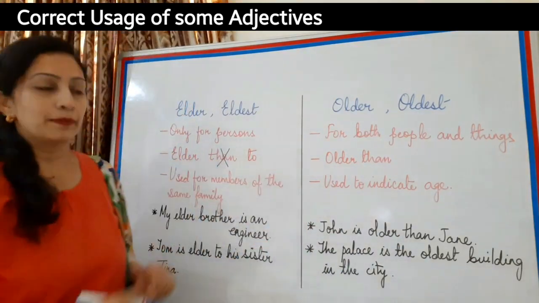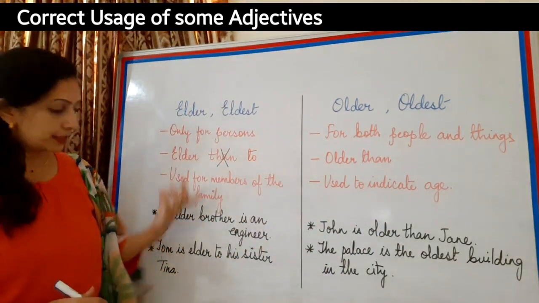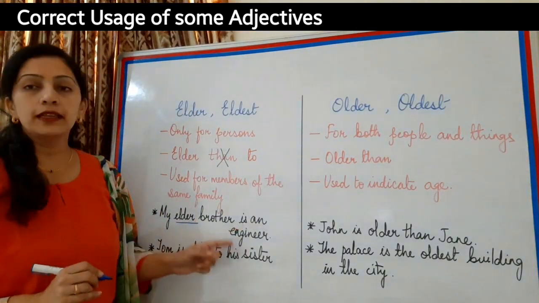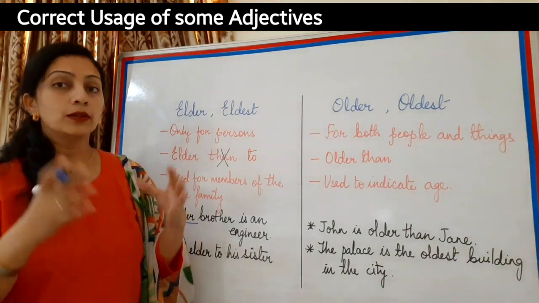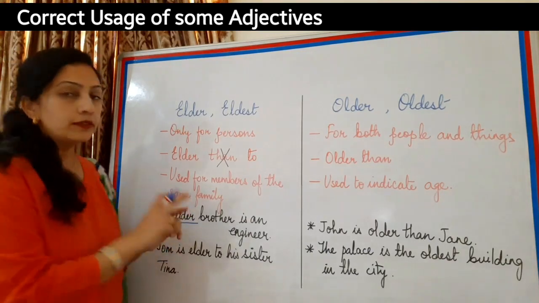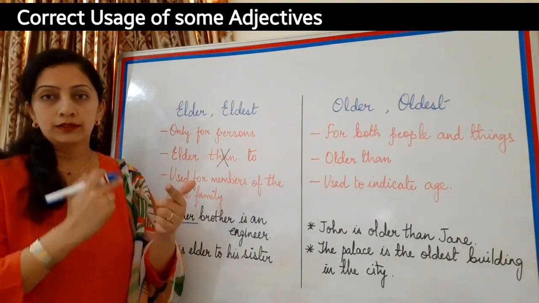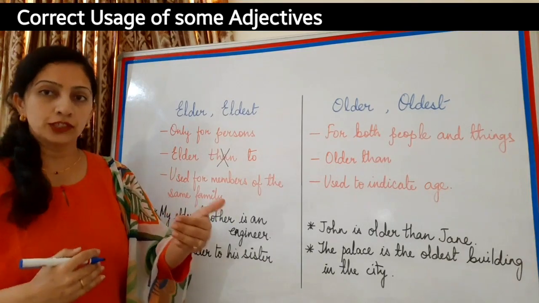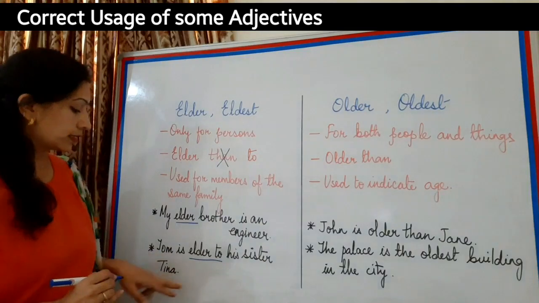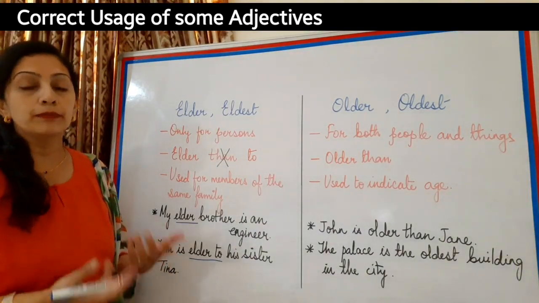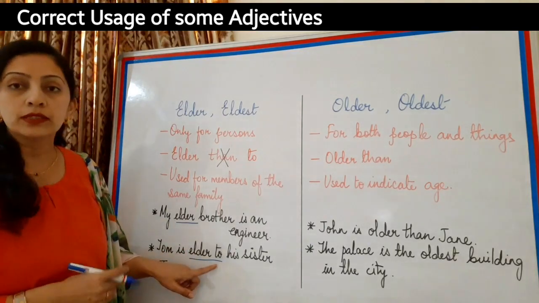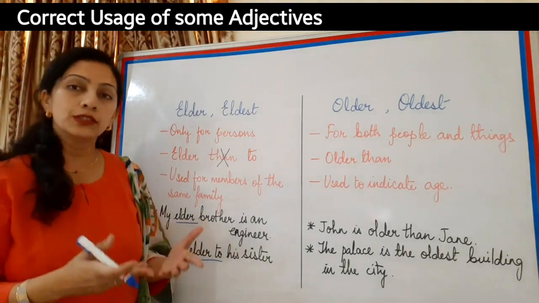Now let's look at the examples given here. For elder and eldest, I can have something like this. My elder brother is an engineer. Now since my brother and I belong to the same family, I will use elder here. And also elder here will tell the order in the family of the children. Next, Tom is elder to his sister Tina. Now here I am using elder in a comparative form. Obviously it's a comparative degree, but I have not used than here. Instead I have used to.